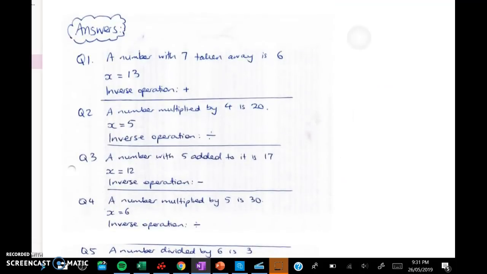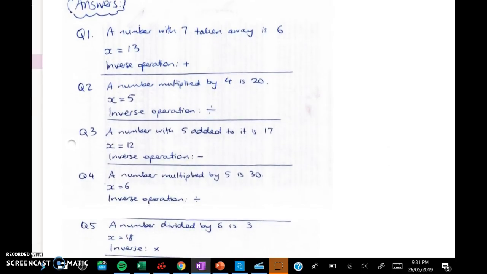Okay, so here are the answers. So pause the video, go back and do them before you look. Now I've written out how we can say the equation in words for each one. And then I've written the solution, and then I've stated the inverse operation.